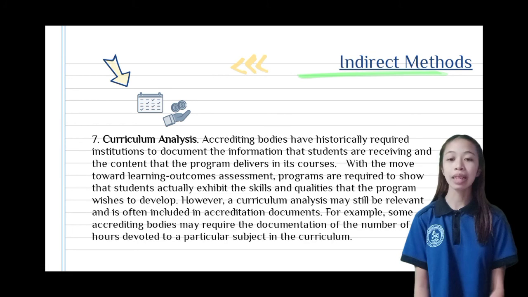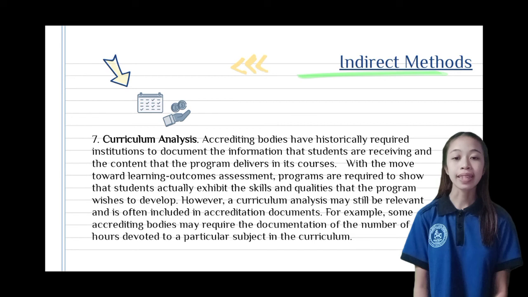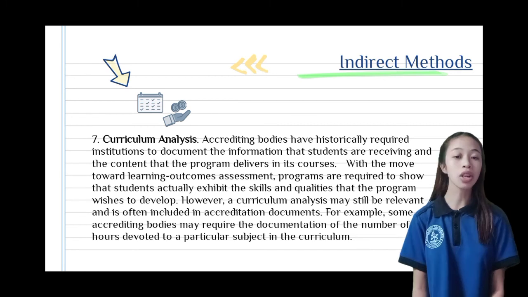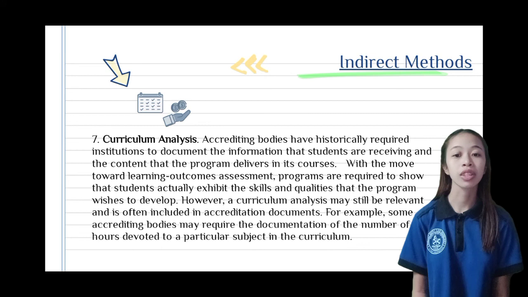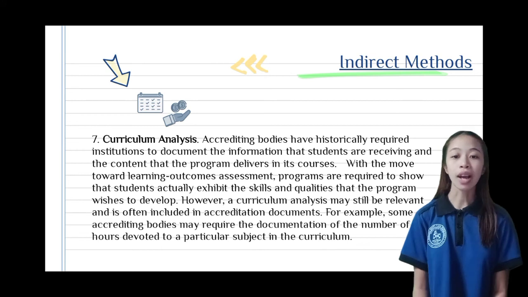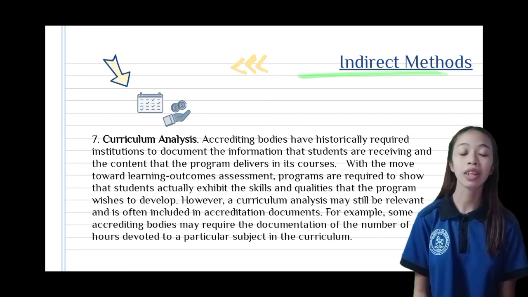Number seven, curriculum analysis. Accrediting bodies have historically required institutions to document the information that the students are receiving and the content that the program delivers in its courses. With the move toward learning outcomes, assessment programs are required to show that the students actually exhibit the skills and qualities that the program wishes to develop. However, a curriculum analysis may still be relevant and is often included in accreditation documents.